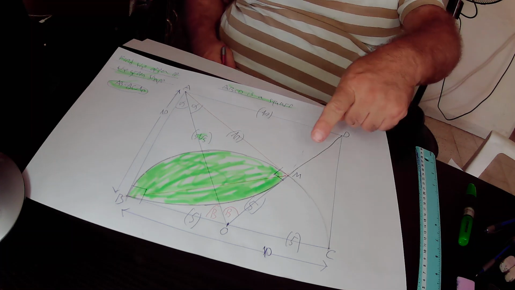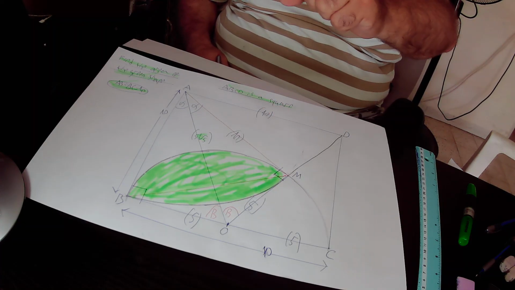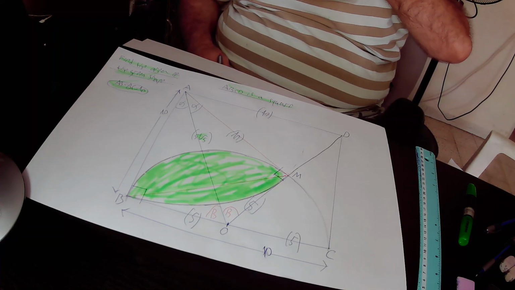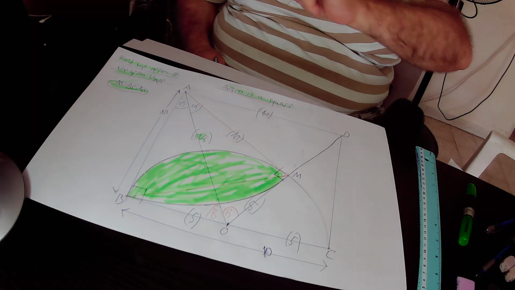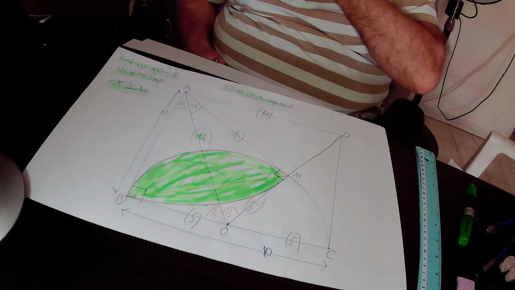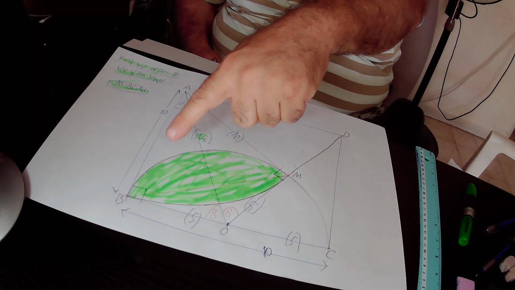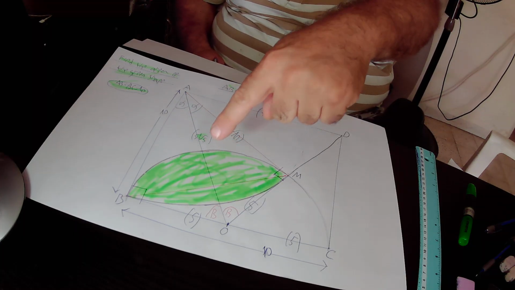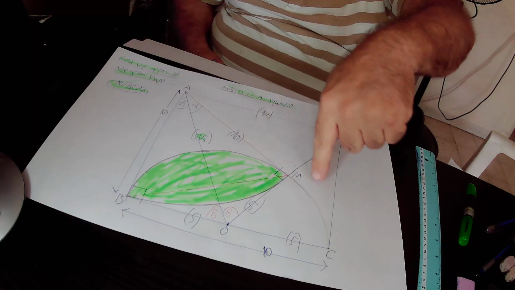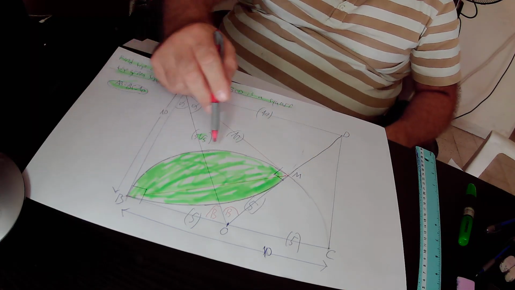By joining points M and B, we divided the green shape into 2 parts. The first part, we'll define as the upper part, which is actually a segment. We define the upper segment, segment BUM. This is the upper segment BUM.